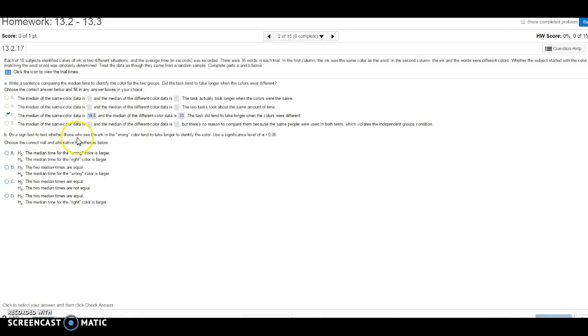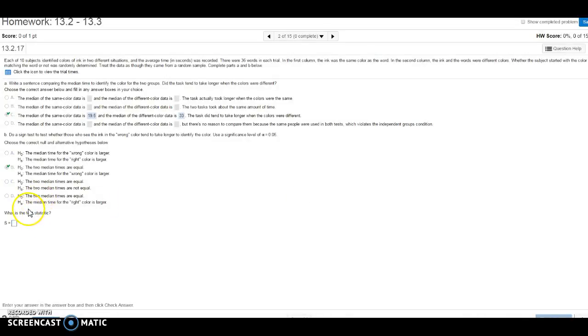Do a sign test to test whether those who see the ink in the wrong color tend to take longer. Is 33 statistically significantly different than 19.5? So the null hypothesis would be that there's no difference. The 2 median times are equal. And then we're testing that the wrong color would take longer. And so that would be B, it looks like.